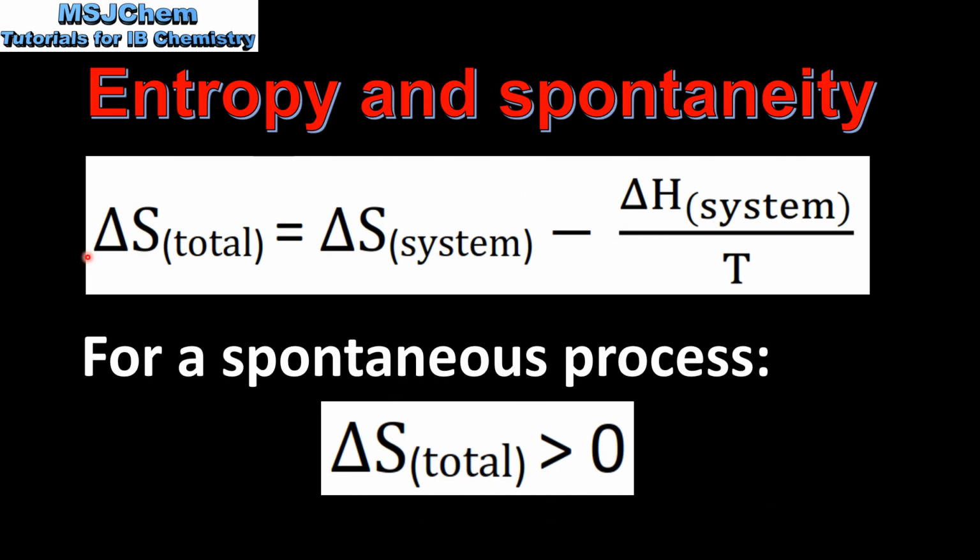So to summarize, we can use this equation to determine whether a process will be spontaneous or non-spontaneous. And according to the second law of thermodynamics, for a spontaneous process, the total change in entropy must be greater than zero.